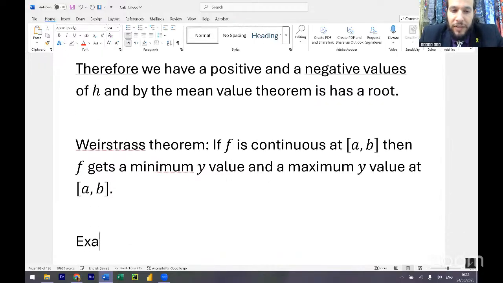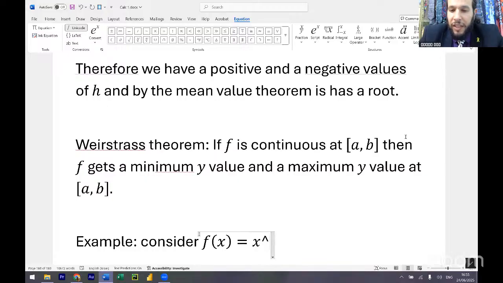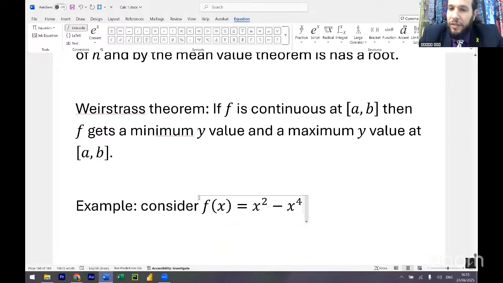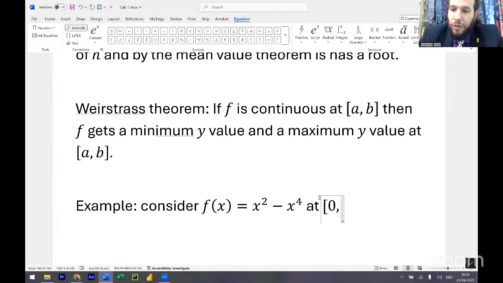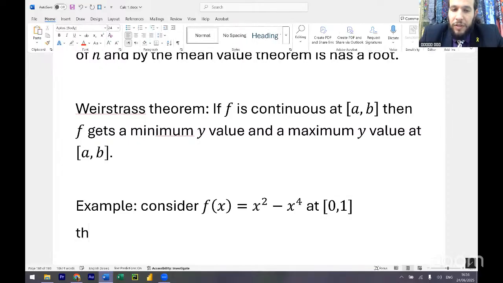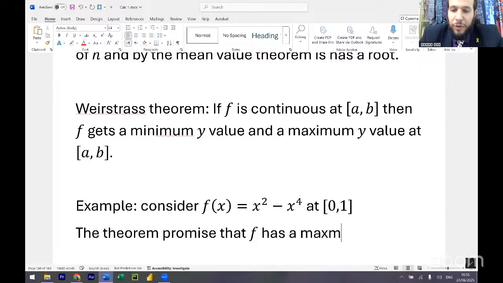For example, consider f of x equals x squared minus x to the 4 on [0, 1]. The Weierstrass theorem promises that f has a maximum and a minimum value.